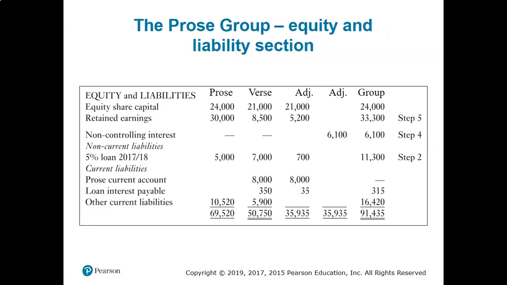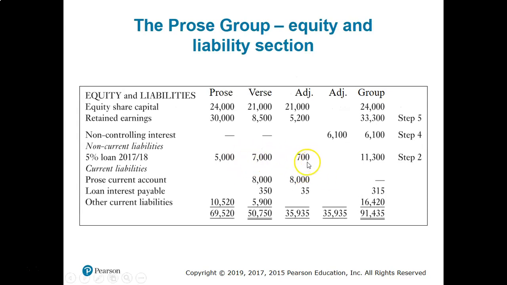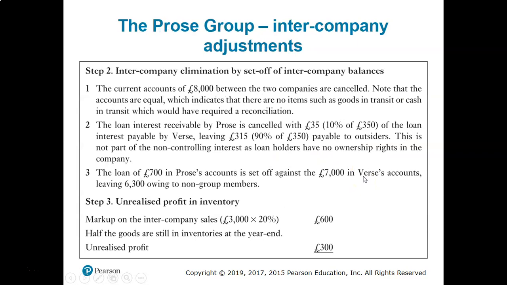So this is what we should not recognize in the books of the parent or of the subsidiaries. So the 700 is actually deducted from here. So the remaining figure is recognized. So the intercompany transactions are omitted from the books of accounts.